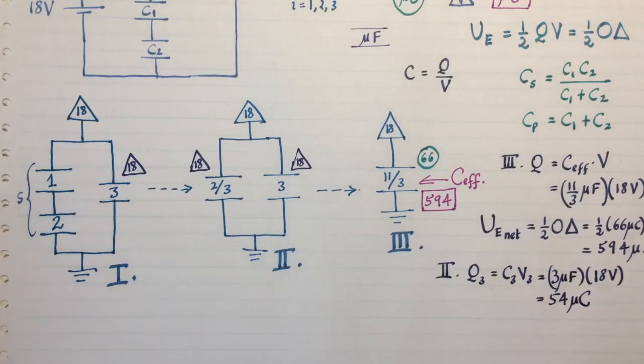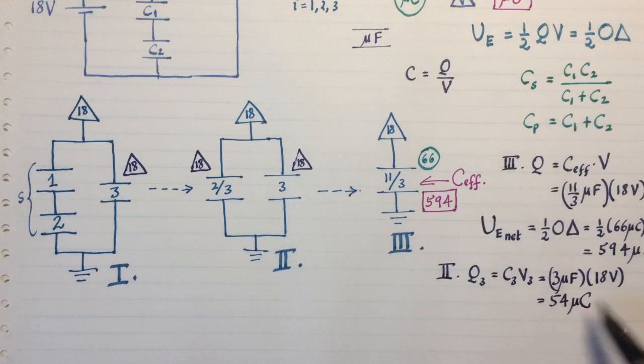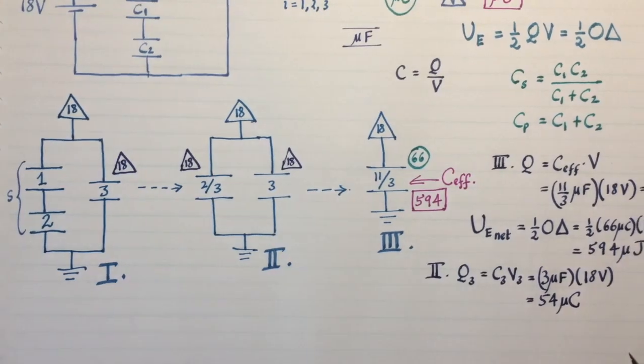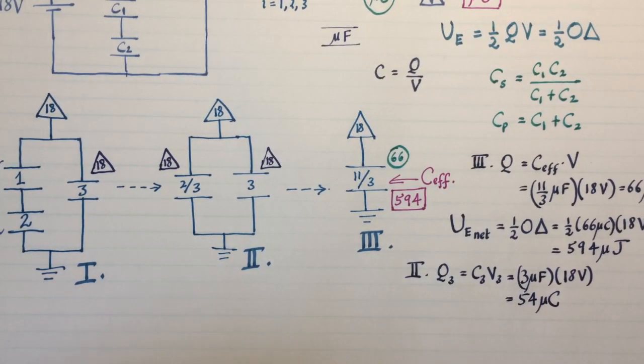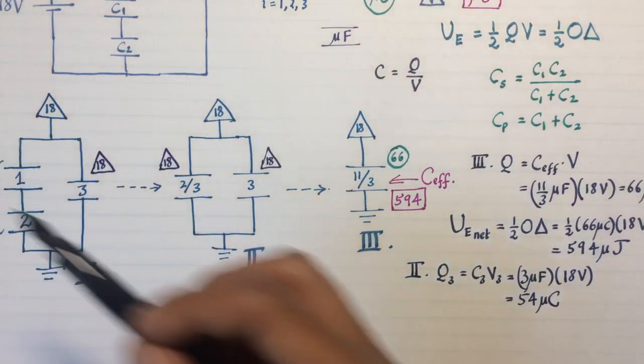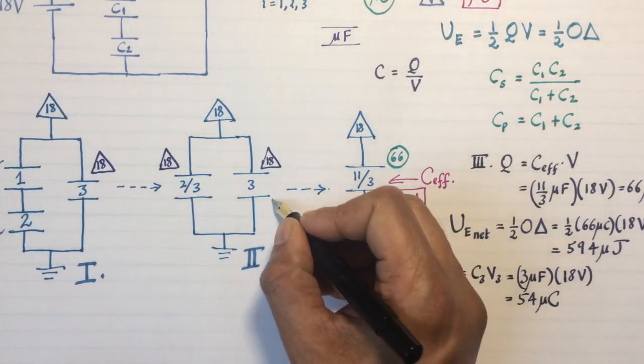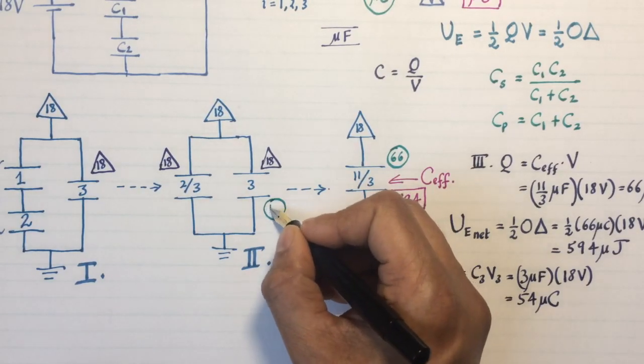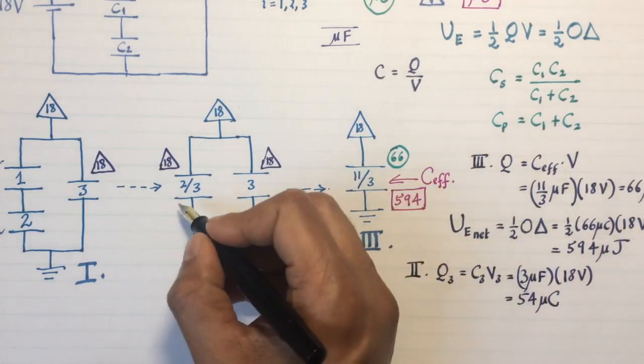microcoulombs. Now once you have the charge on one of them, you can find the charge on the other one by simple subtraction, because 66 has to be equal to 54 plus what remains, since charge is conserved. So by that charge conservation principle, I can fill out both these entries. 54 plus 12 is in fact 66.